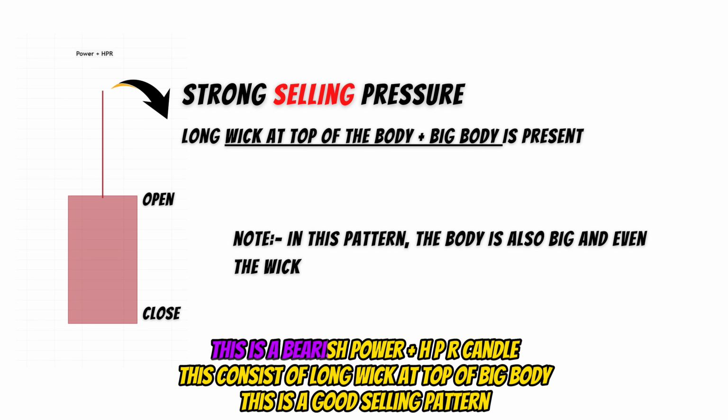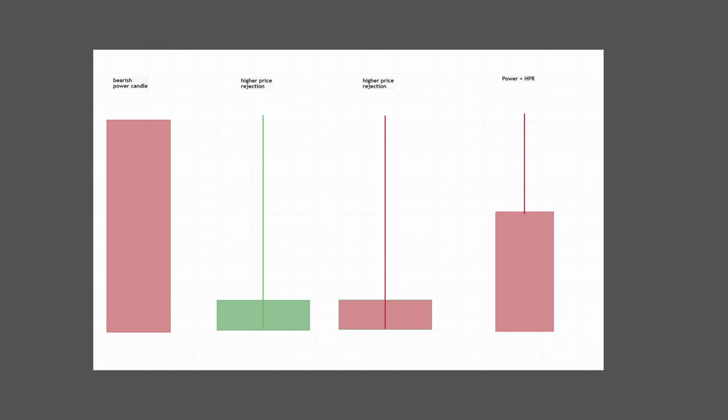This is a bearish power plus HPR candle. This consists of a long wick at the top of a big body. This is a good selling pattern. With this, we have completed all the single candlesticks.